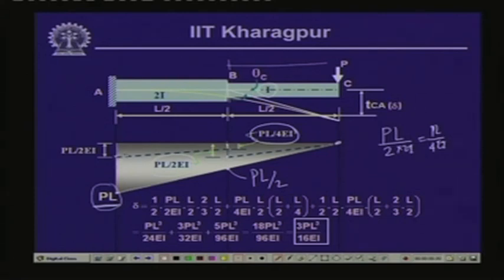So, from PL by 2EI it goes to PL by 4EI, and then again at this particular point the bending moment is P times L, divided by 2EI, which is equal to PL by 2EI. So, at this point again the M by EI value is PL by 2EI. So, from PL by 4EI it goes to PL by 2EI and varies linearly. In effect, this is going to be the M by EI diagram in this particular case. So, the M by EI diagram is something like this.